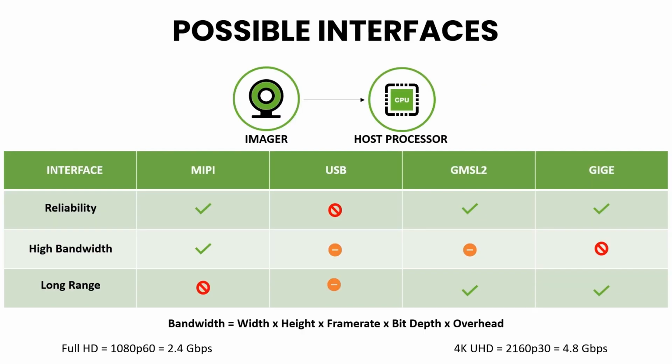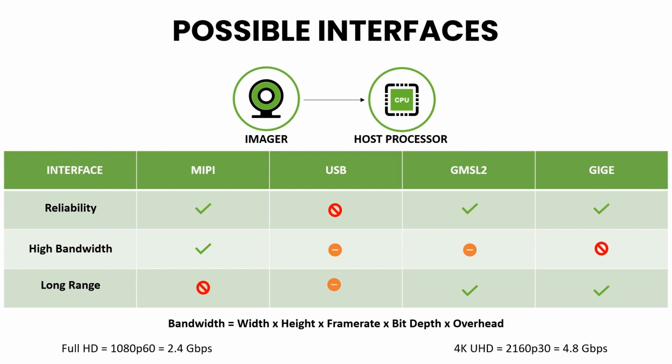Alright, now that you know about the importance of the ISP in a camera, let's look at the different interfaces available to connect the camera to a host computer or system. There are many interfaces to connect cameras to the host processor, but I want to bring the most commonly used ones to your attention. They are the MIPI interface, the USB interface, the serializer deserializer interface, and the gigabit Ethernet interface.